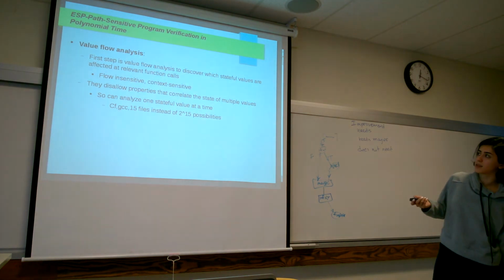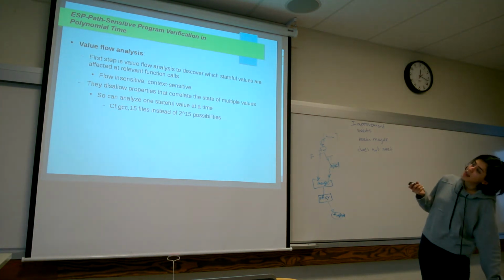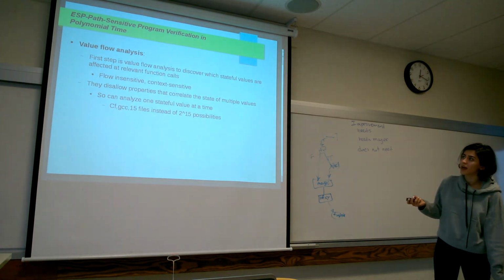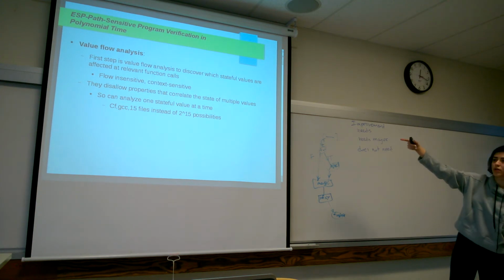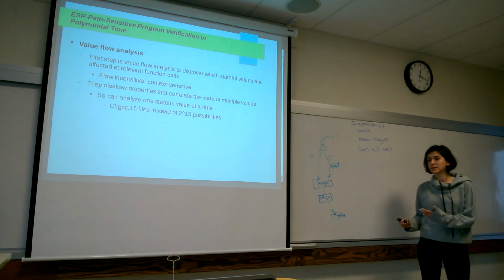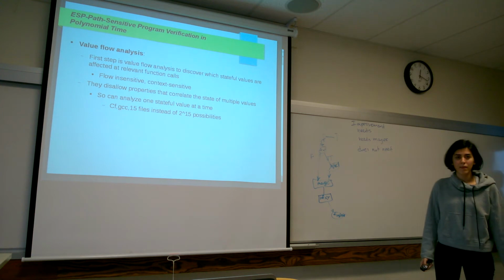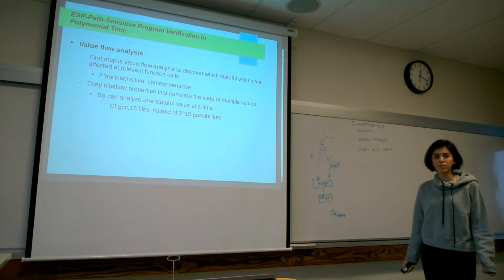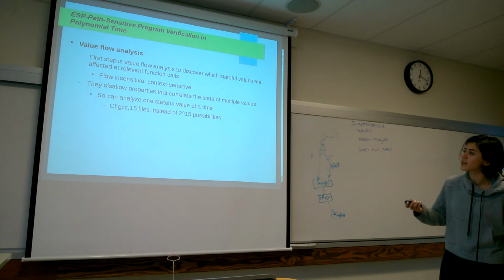Value flow analysis. The first step is to discover which stateful values are affected at relevant function calls. The way they are doing it is flow sensitive and context sensitive. They consider context sensitivity and flow sensitivity. In fact, they explicitly say that they do this using what technique? Slicing. Yeah, I thought it was something. Sorry, I forgot the name of it.